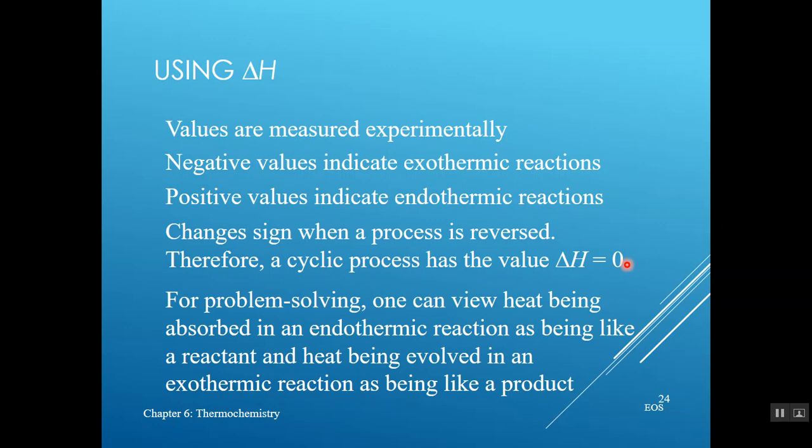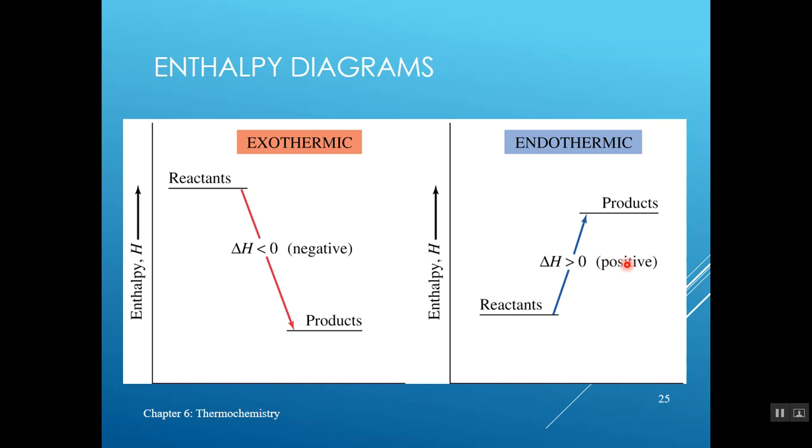But we're going to talk about that later on. This diagram basically shows you the essential difference between an exothermic and endothermic reaction. In an exothermic reaction, as you go from reactants to product, heat is lost. So therefore, the enthalpy of the products will be less than the enthalpy of the reactants, and therefore delta H would be negative. In the case of endothermic reaction, the enthalpy of the products would be greater than the enthalpy of the reactants, so delta H would be positive in that case.